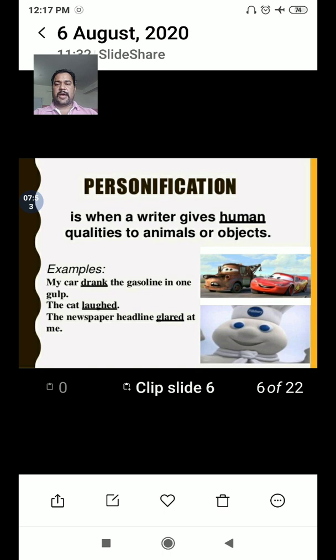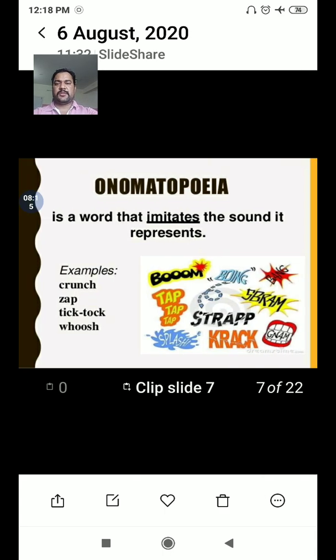The cat laughed. The newspaper headline glared at me. The fan was smiling at me. The TV winked its eye at me. So, like this, you can also go through many other examples of personification.